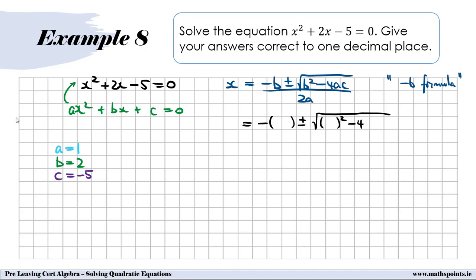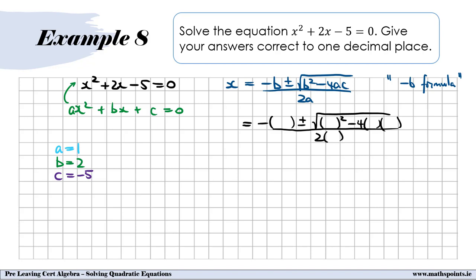4 is in the formula, so that number is always on the top line of the minus b formula. Then in a bracket we have the a, which is going to be 1, and then we have the c, which is going to be minus 5. And again, the minus is really important there. And that's all over 2, and again 2 is always a number in the minus b formula on the bottom, multiplied by whatever the a term is, which will be 1.